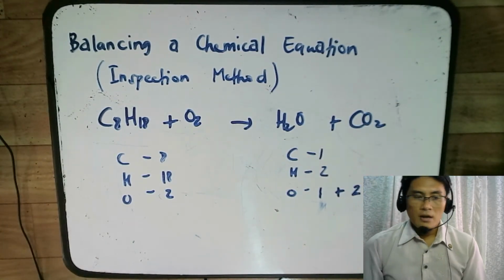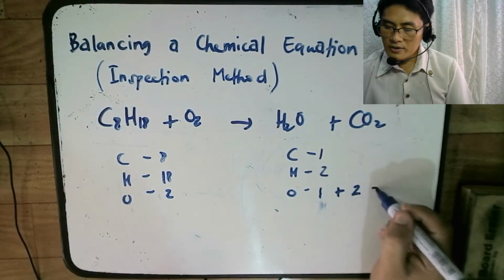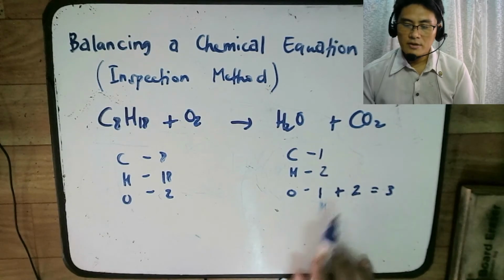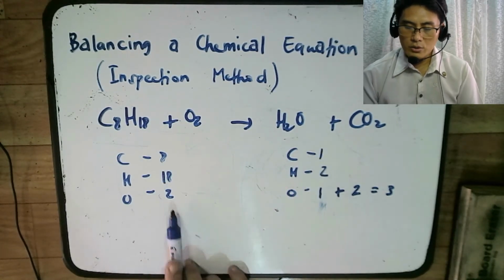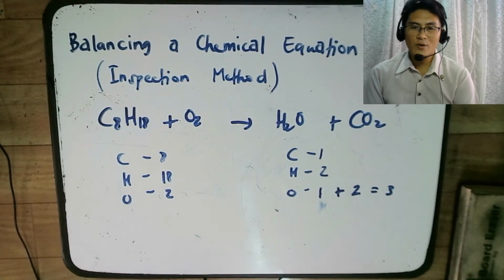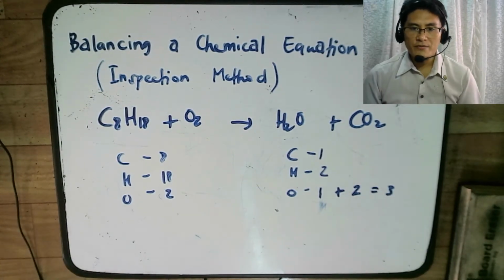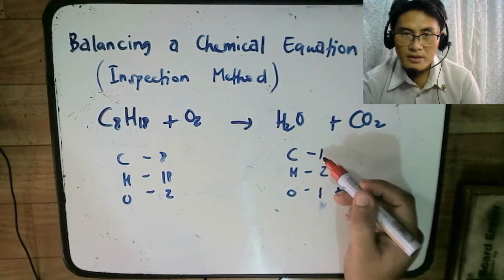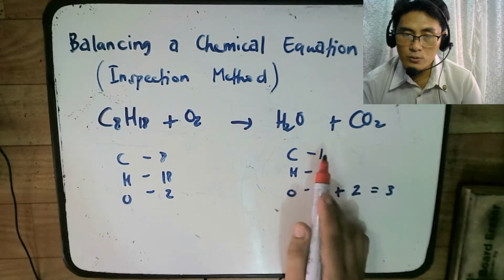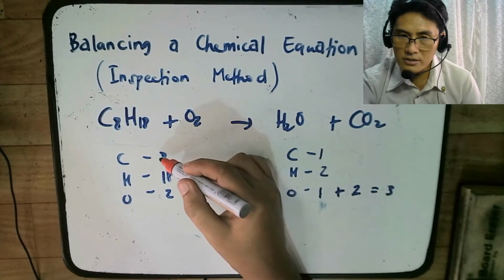Okay? And obviously that is equivalent to 3, right? So now you have 8 versus 1, 18 versus 2, 2 versus 3, right? So it's not balanced. So again, you use the first method. The first method is we adjust the smaller count. So the smaller count is this one. So 1 versus 8, this is the smaller count, 1. So we can change this such that it will match with here.